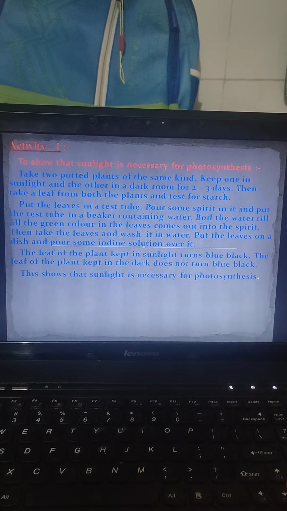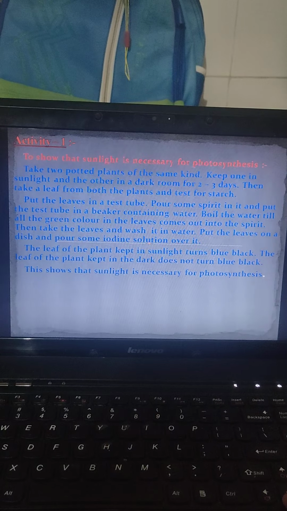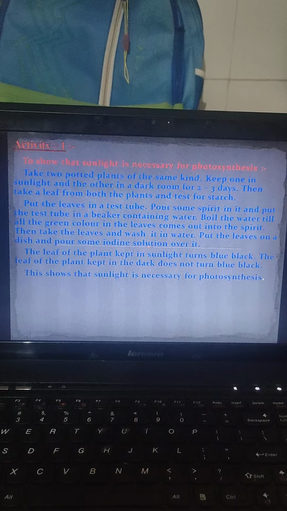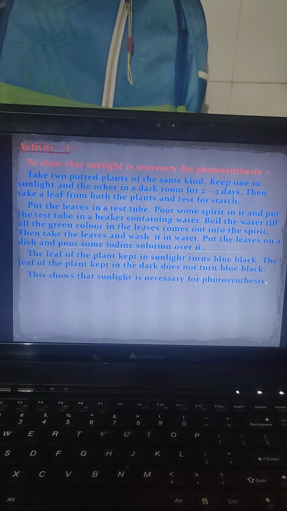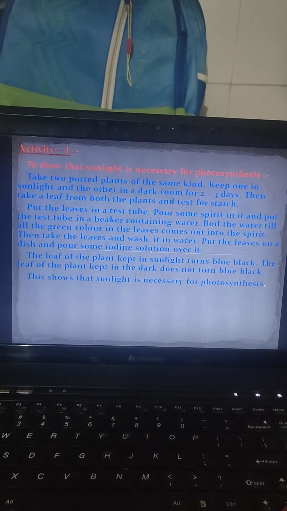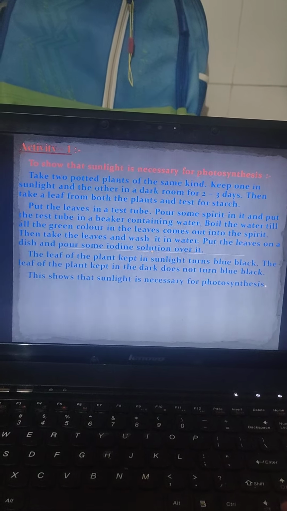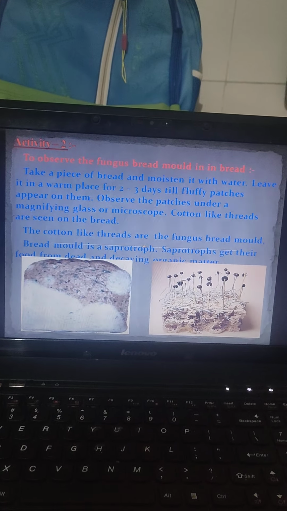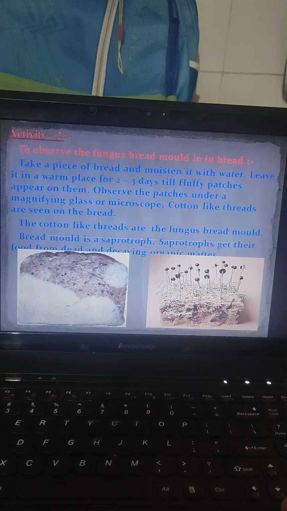Then you must be able to do one activity to show that the sunlight is necessary for photosynthesis, and this is a simple activity, and you can do this activity at your home very easily. There is a lot of time with you, and this activity requires time, so you can do this simple activity at your home.